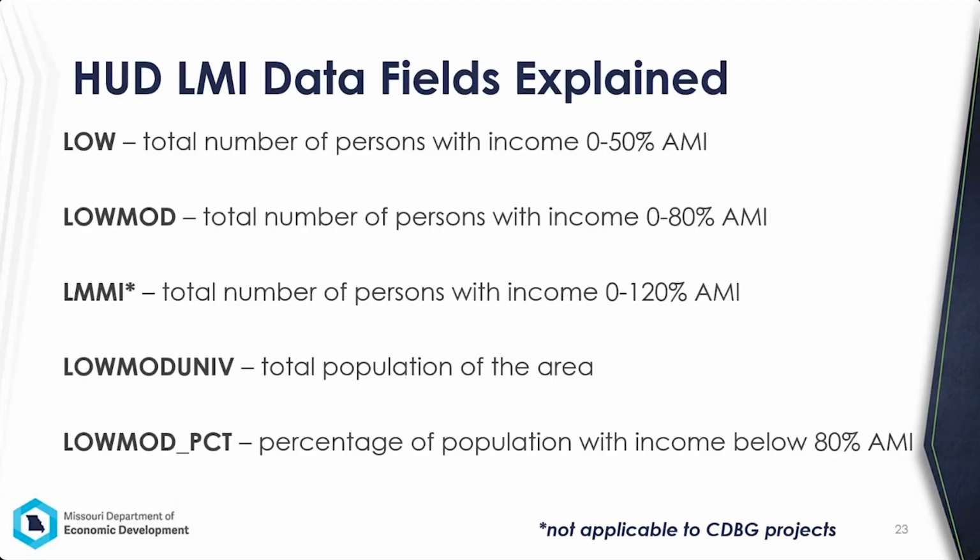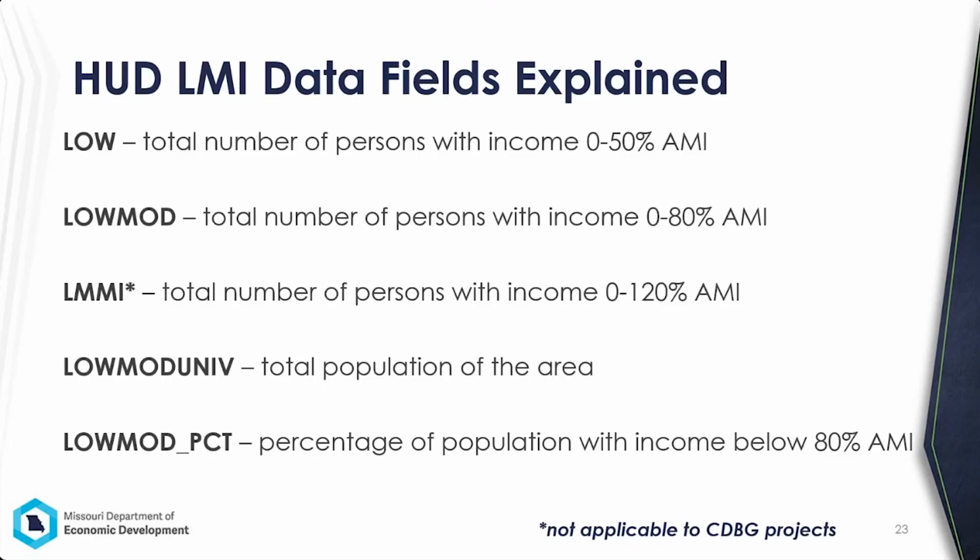So let's explain these HUD LMI data fields. Low refers to the total number of persons with income between 0 and 50% AMI. Low mod refers to the total number of persons with income between 0 and 80% AMI. LMMI is low mod middle income, and that stands for the total number of persons with income between 0 and 120% AMI. This field is listed for some other HUD programs, but not applicable to regular CDBG projects, so we can ignore it for the purpose of completing Form 2.